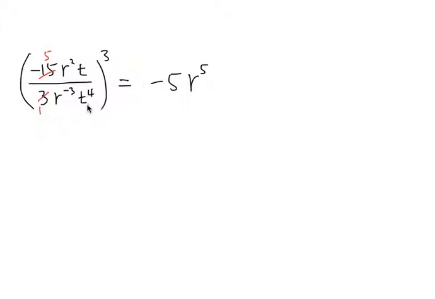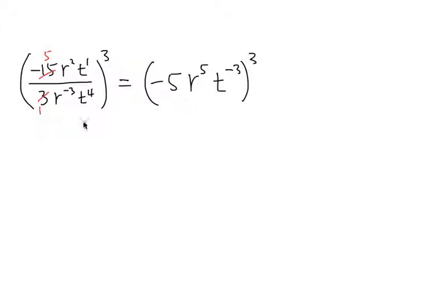And then for the t, this is t to the 1st power over t to the 4th power. So we are going to get t to the 1 minus 4, which is going to be the negative 3 power. All this is going to be raised to the 3rd power.